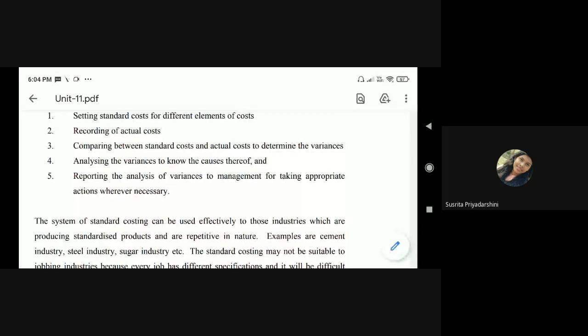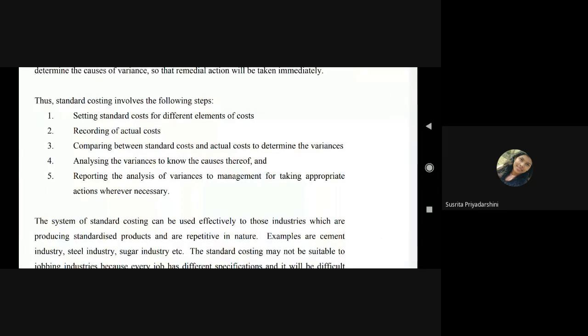Here we have to first fix the standard cost for different elements of cost. That means for direct material, direct labor, and all the other indirect ones known as overheads. So here we will find out direct labor variances and direct material variances. Then we will find out the overhead variances. Okay. Under overhead variances we can find out the fixed overhead variances and variable overhead variances. Two types of variances we can find out under overhead. One is variable, another one is fixed.